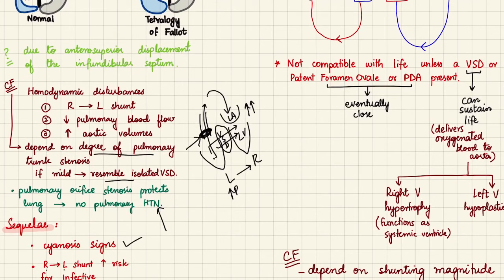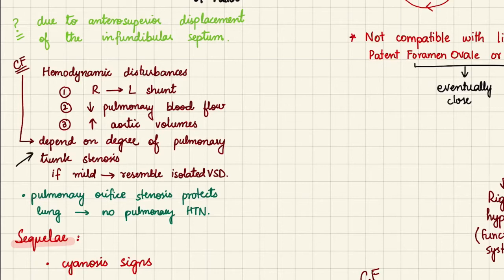There is also decreased pulmonary blood flow, which will cause symptoms, and increased aortic volumes that will cause the hemodynamic disturbances. So these three are the causes of the hemodynamic disturbances that we're going to see. The clinical features in this case are going to depend on the degree of pulmonary trunk stenosis. That simply means that if the stenosis is not that severe and blood can be pumped into the lungs, then the right side of the heart will not have that much pressure and the right to left shunt will not be there in the first place, and it will resemble isolated VSD because the right ventricle has not undergone hypertrophy, it is not having increased pressures, so there is no right to left shunt.